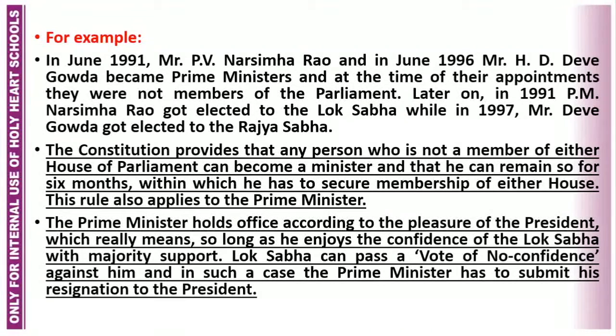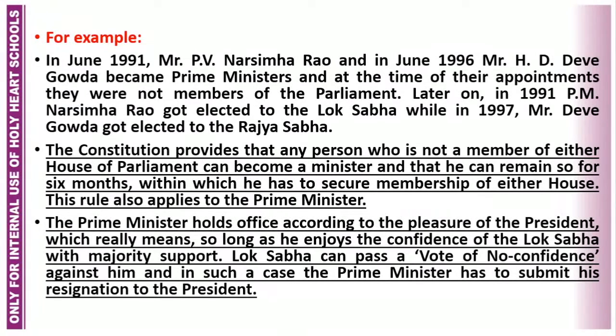Devagowda became prime ministers, and at the time of their appointments they were not members of Parliament, either Lok Sabha or Rajya Sabha. Later on, in 1991, Prime Minister Narasimha Rao got elected to the Lok Sabha, while in 1997, Mr. Devegowda got elected to the Rajya Sabha. As I have already told you, the Prime Minister must be leader of the majority party in the Lok Sabha, but it's not compulsory that he himself should also be a member of the Lok Sabha. He can be a member of either house, either Lok Sabha or Rajya Sabha.